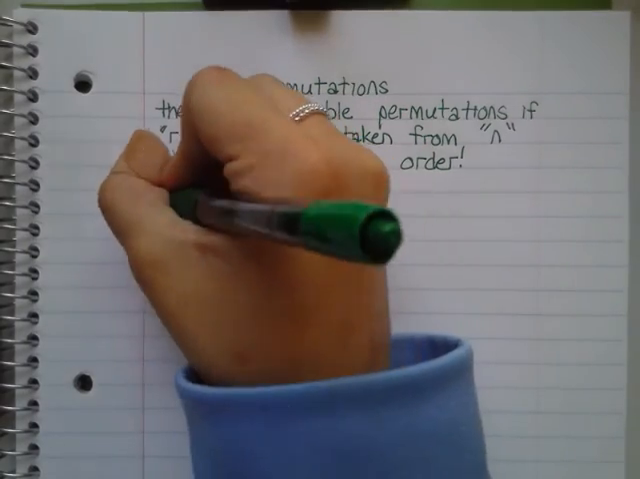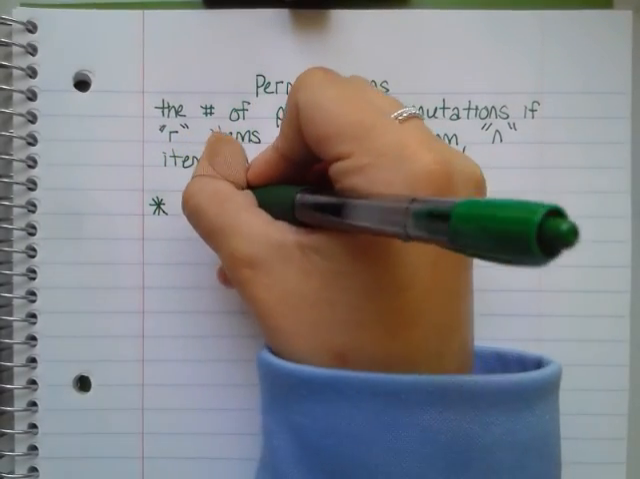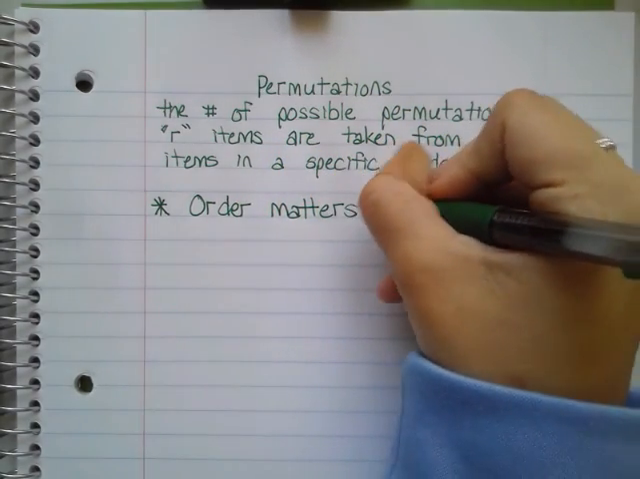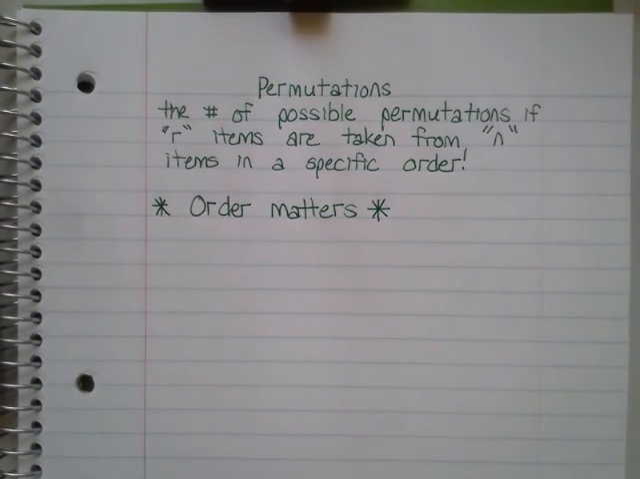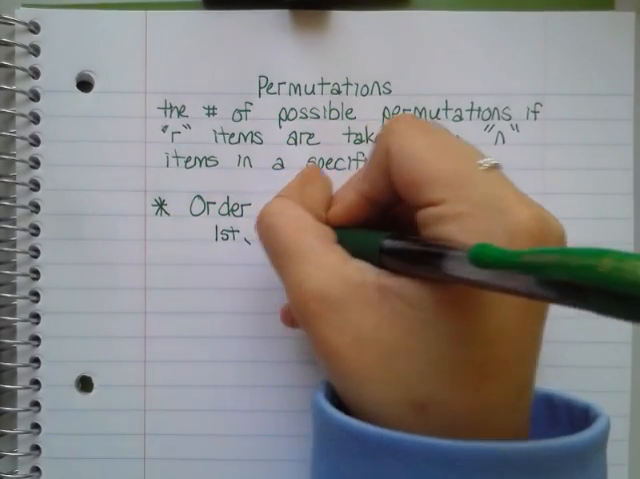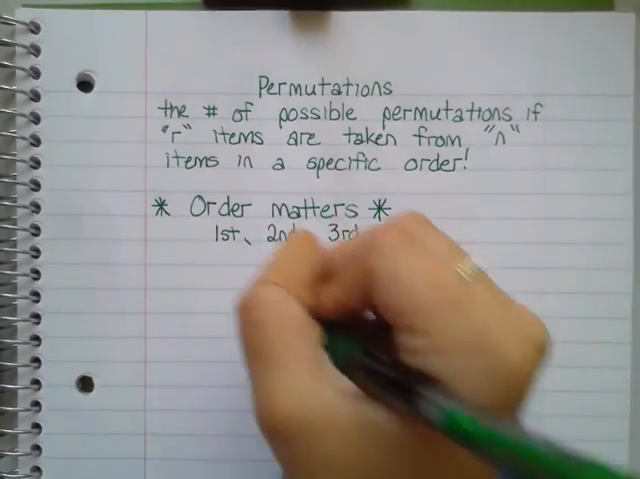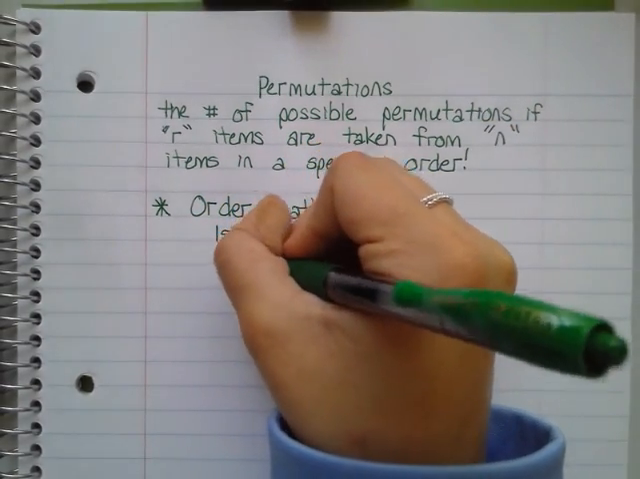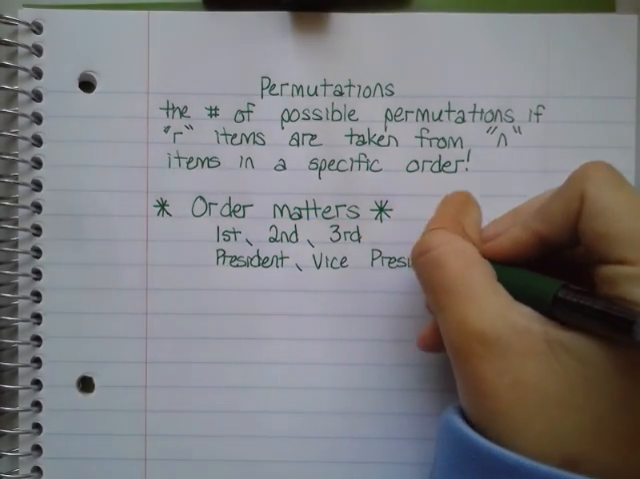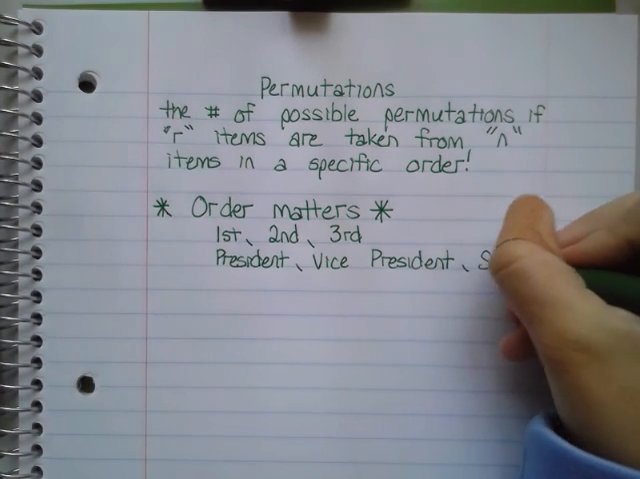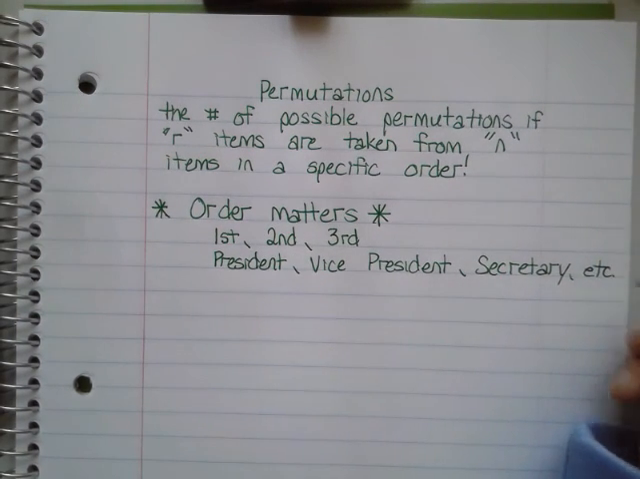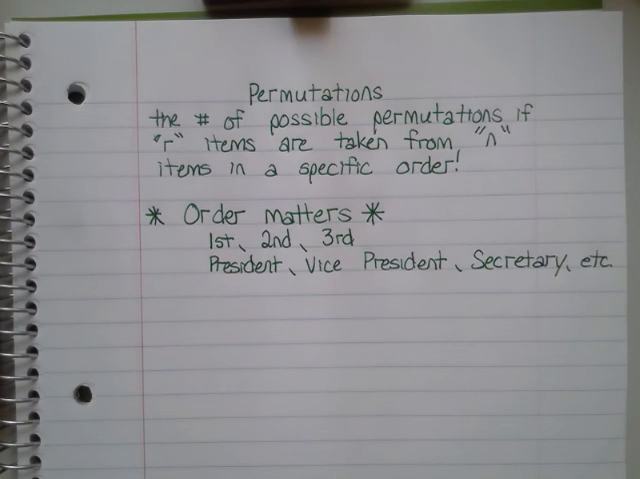So with permutation, order matters. So this is like first, second, third in a race, or president, vice president, secretary, etc. So this is where the order that you pick things or the order that you name them in matters.